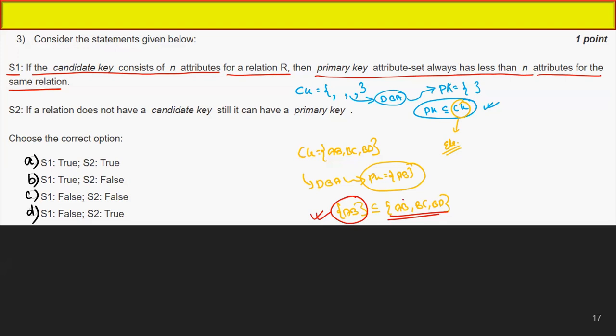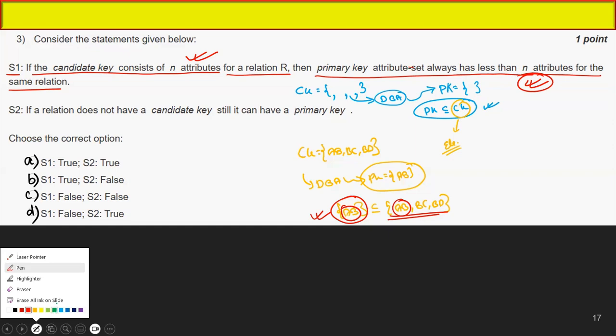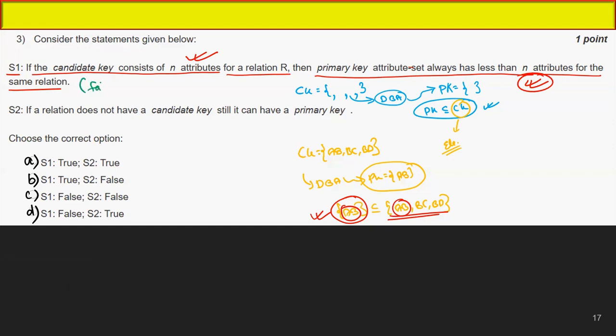But is the attribute size reduced? Here it is AB and there it is also AB. Whether the size is the same? So if the candidate key contains n attributes, then the primary key contains fewer than n attributes. Is this true? Not at all true. It is false. Clear, no? Anybody missed it? I believe now it is clear.